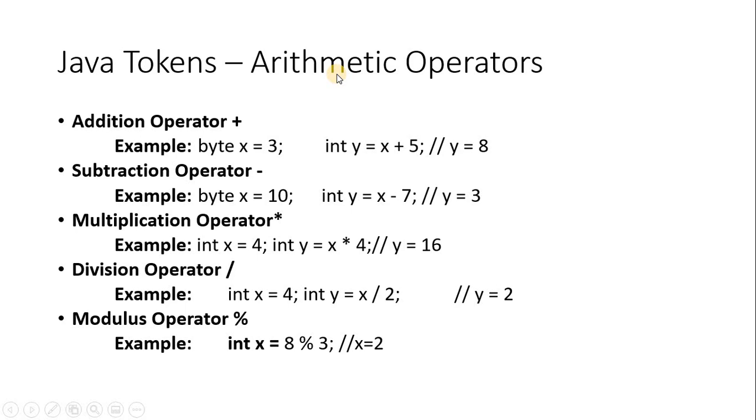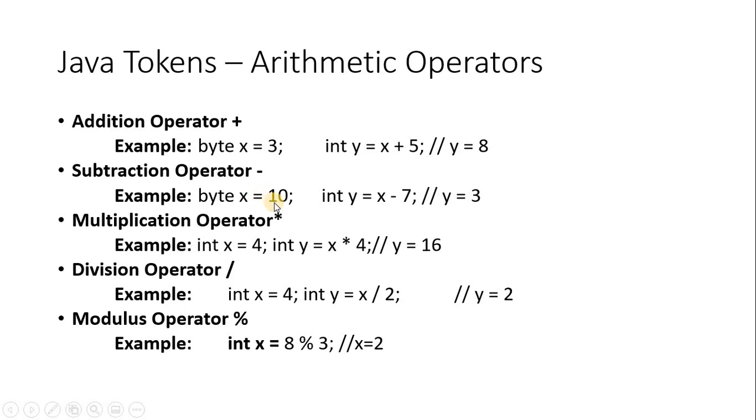And next operator is arithmetic operators. So in arithmetic side we have plus sign, addition, subtraction, multiplication, division, and modulus. So addition: to add any two numbers, we can use the arithmetic addition operator. For example, you assign x is 3 and you say y equal to x plus 5. So x is already 3, so 3 plus 5, the answer will be 8. So it is addition.